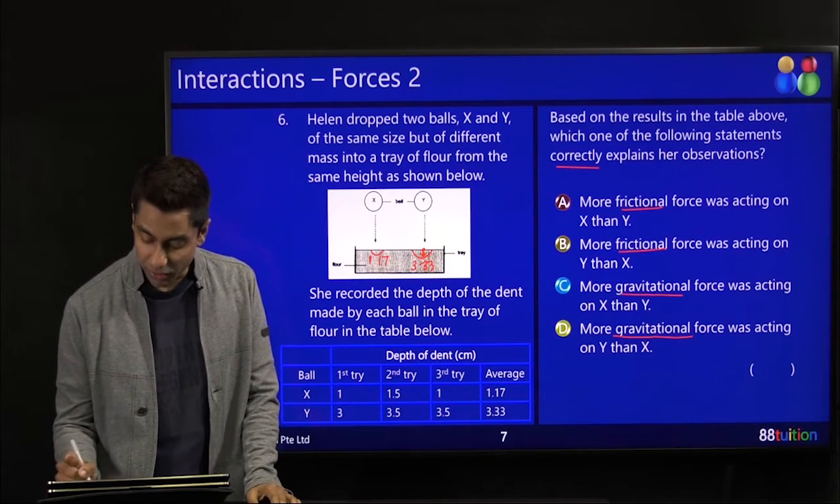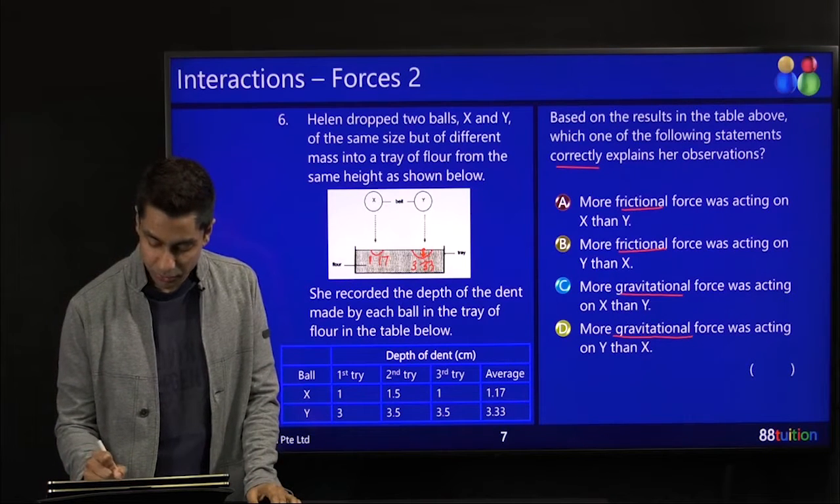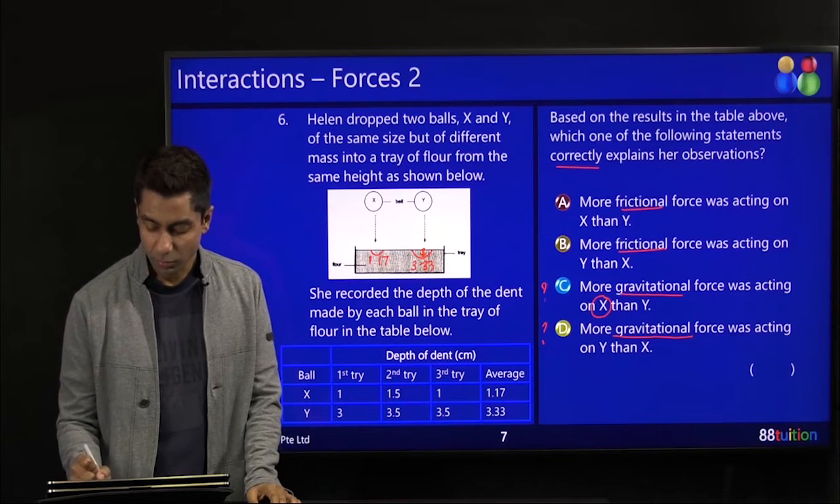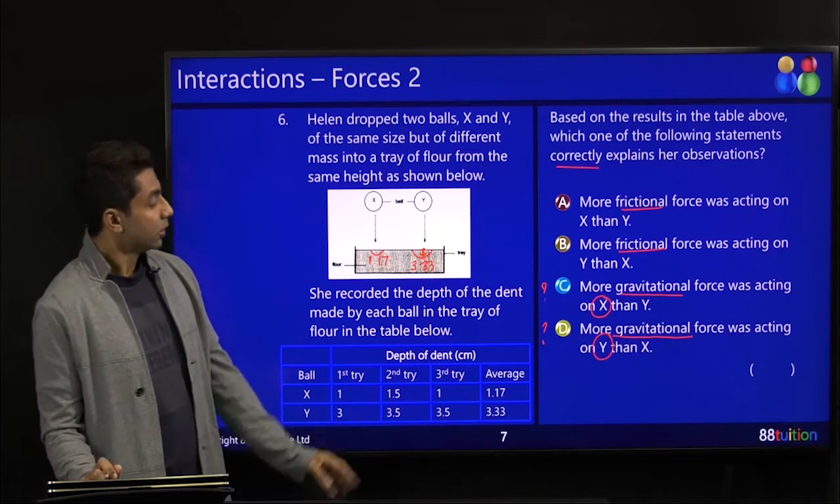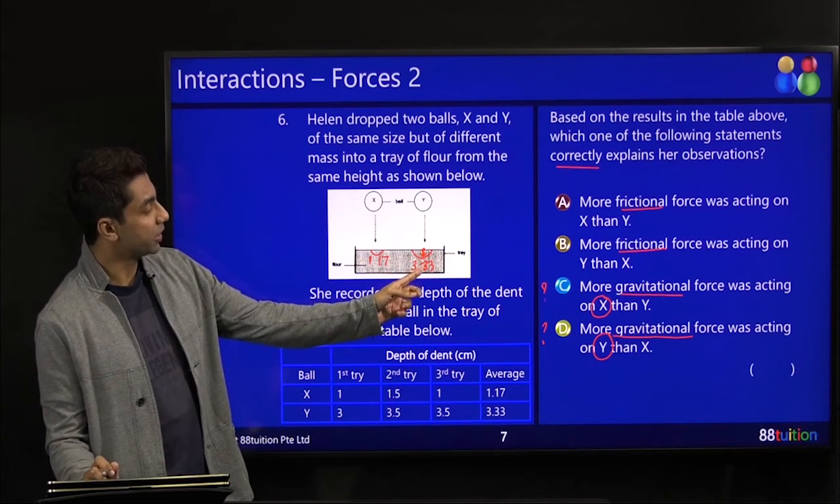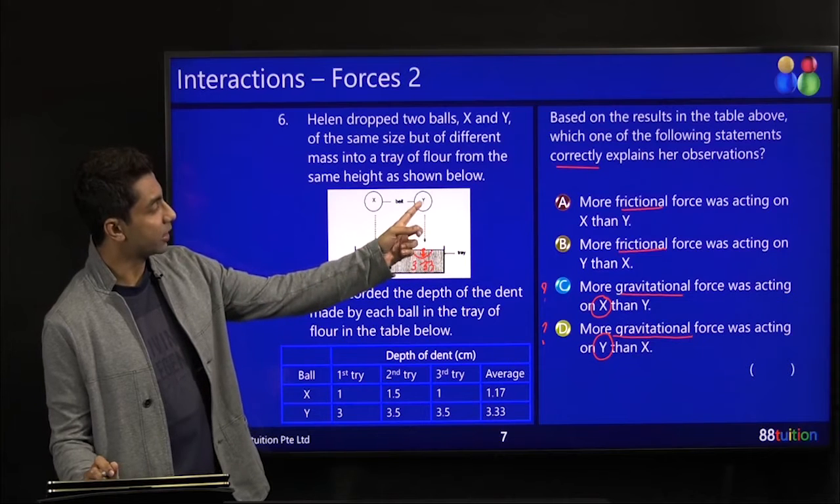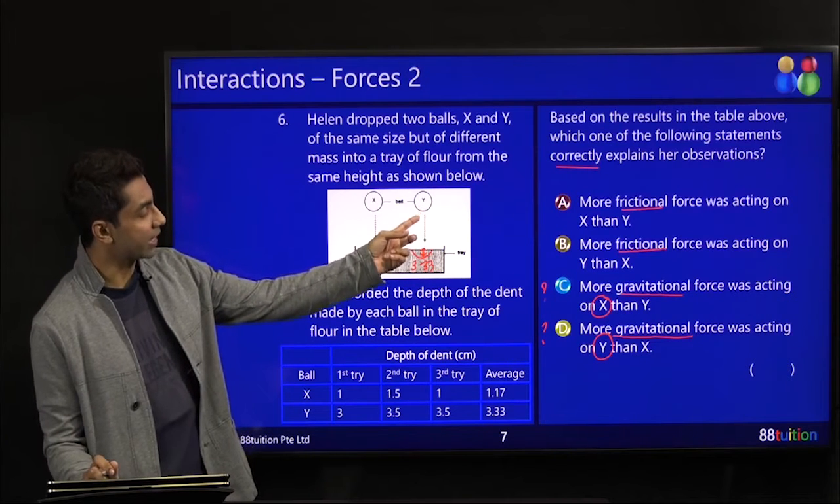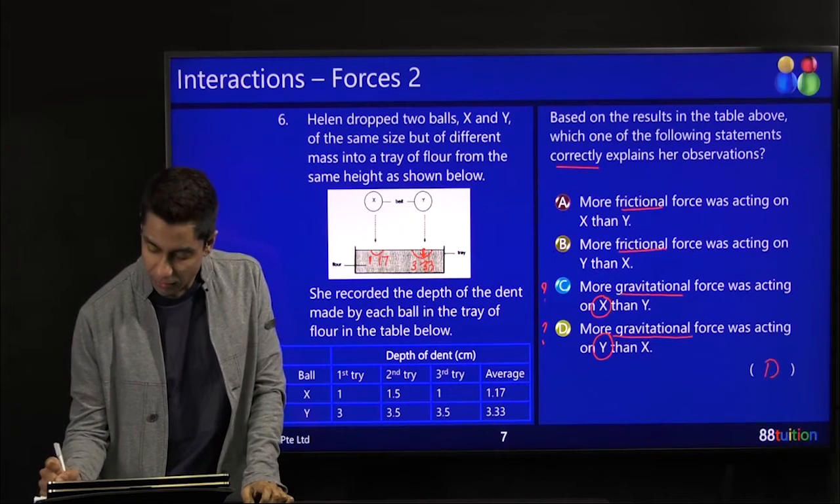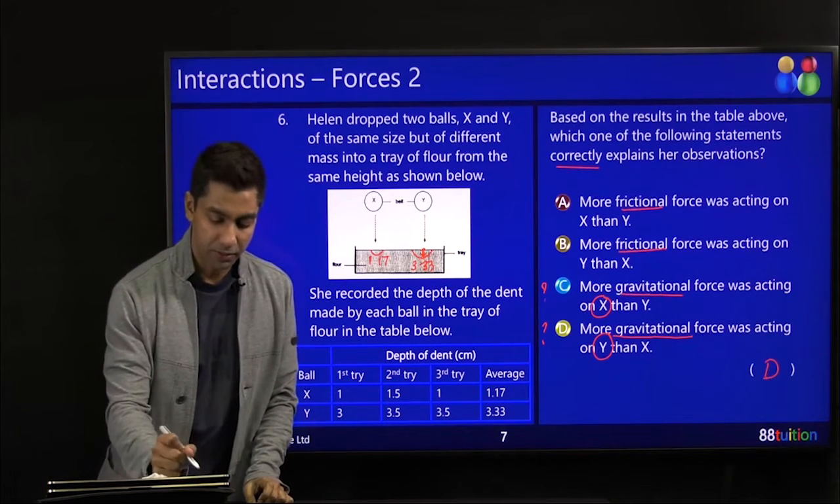Next, which one, C or D, should I choose? Okay, let's read. More gravitational force was acting on X. More gravitational force was acting on Y. So Y or X? Y created a bigger dent with a bigger depth, 3. So this is the heavier one. More gravitational force was acting on Y. So D is the answer. Right. Okay.